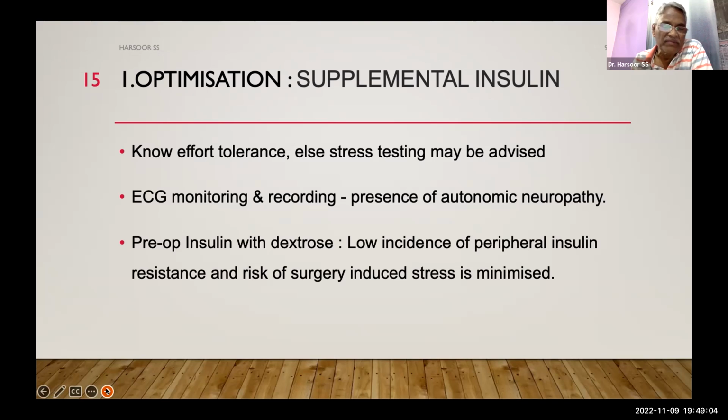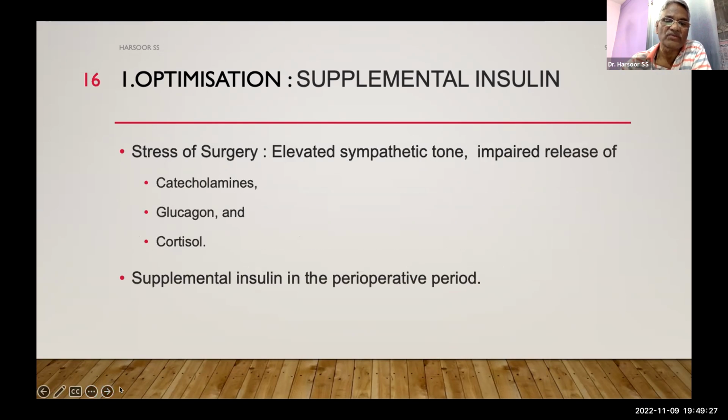And remember the preoperative use of insulin along with dextrose. Even when the blood glucose levels are normal, it may be beneficial, because a lower incidence of peripheral insulin resistance is observed, and the risk of surgery-induced stress is minimized with this practice of using preoperative insulin with dextrose. So maybe that is a very beneficial one.